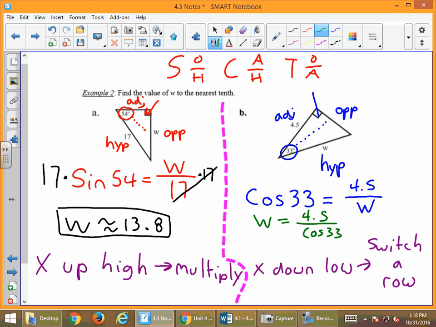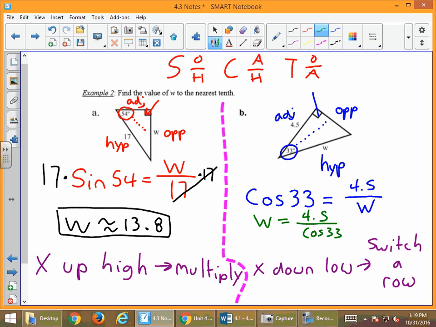Those of you that have your own calculators, do 4.5 divided by cosine 33. Borrowed calculator, folks, you do it backwards. So I'm going to say 4.5 divided by 33 cosine, enter. Everyone needs to practice this. 4.5 divided by 33 cosine, enter.